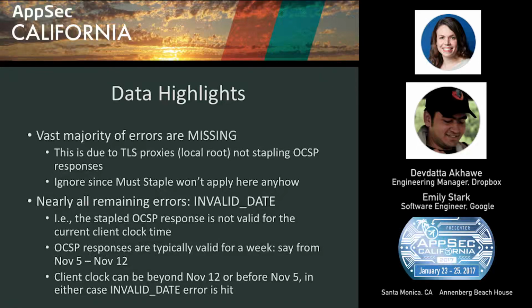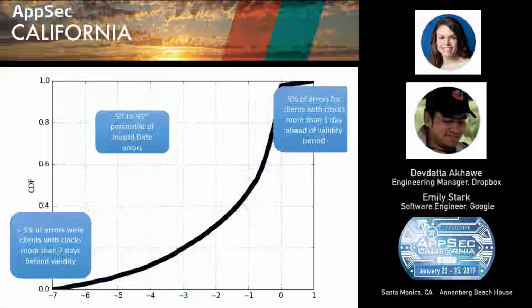The OCSP responses are valid for a week and are usually backdated. We don't start getting the new responses as soon as they're issued. We get them a day later or two days later, I think. So they're usually fine. But hold on to that thought, because there are related problems.